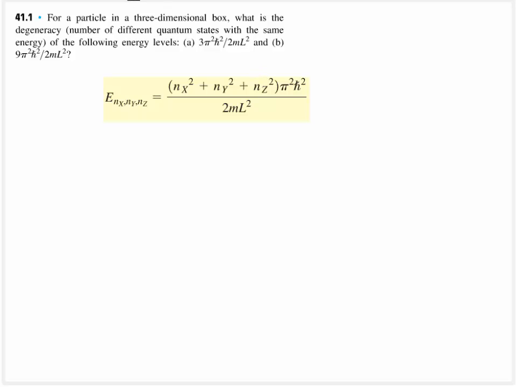Okay, so solved problems for chapter 41. I'm starting off with the three-dimensional box. We know the three-dimensional box has energy levels as such. What is the degeneracy, or number of different quantum states that have the same energy, for a couple different energy levels?